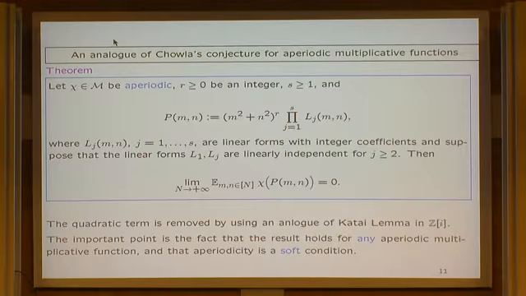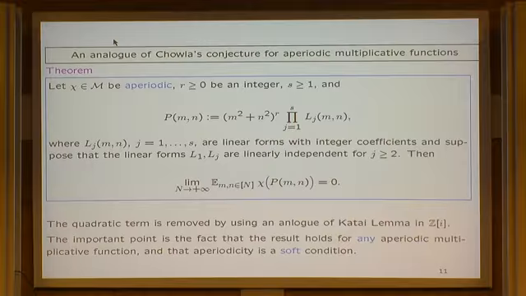So, for aperiodic multiplicative functions, you have something which is more or less related to Chowla's conjecture. We say that if you have a polynomial of two integer variables, with one quadratic term to some power r, and a product of linear forms, plus some conditions, then if you take a multiplicative function and take its average, the average goes to 0 when n goes to infinity.